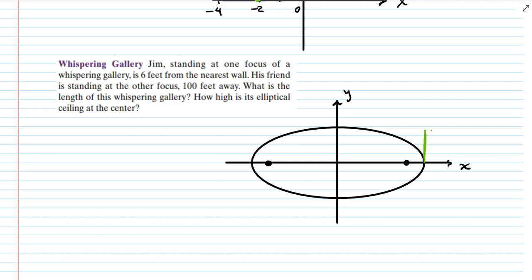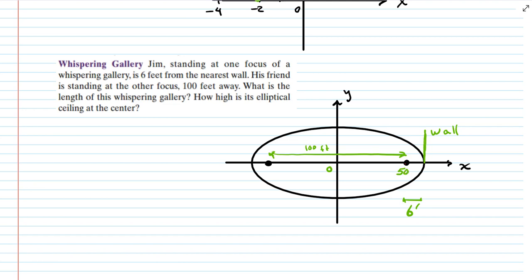So this is where the wall is, right? We're told that he is 6 feet from the wall. That distance is 6 feet, and this is not going to be drawn to scale. His friend on the other focus is 100 feet away from him. So that means the distance from one focal point to the other focal point is 100 feet. Correct? So by symmetry, therefore, if that's the center, this is going to be 50.